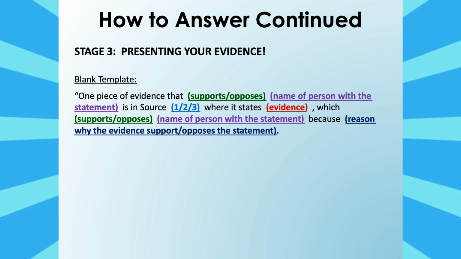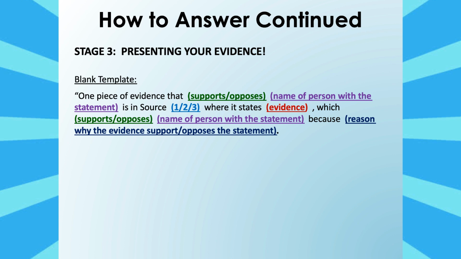So our blank template: one piece of evidence that, and then you put in either supports or opposes, and then you need to put in the name of the person who has the statement. So bits to fill in here. So one piece of evidence that supports, Morag Watt is the name of our person, is in source, and then you need to put what your source is, either 1, 2, or 3, or sometimes it could be A, B, or C for some of the examples you do in class. So is in source 1, 2, or 3, where it states, and then you say what your evidence is. You present it clearly using the information from the source.